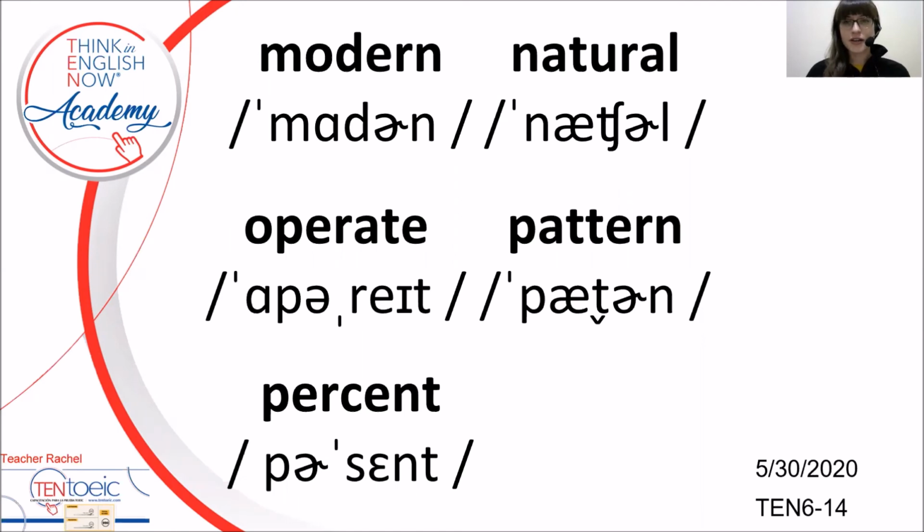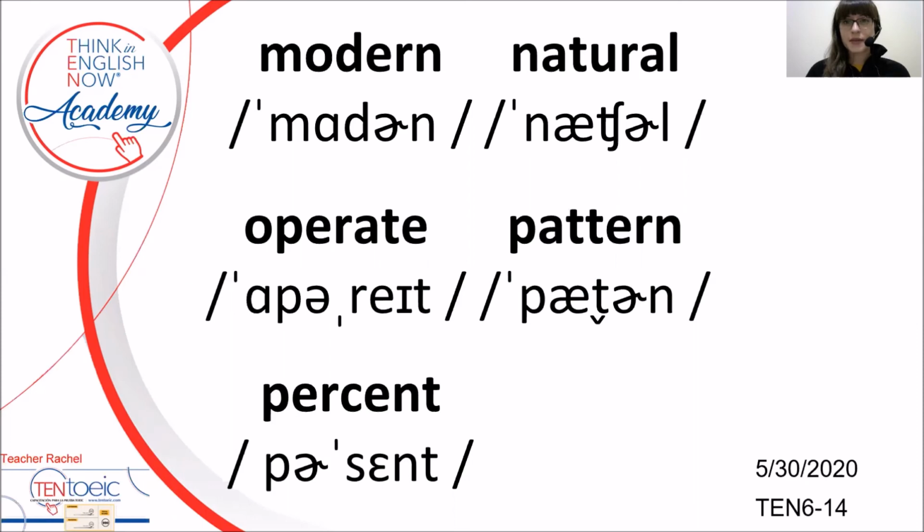Natural. Natural means that it's something that comes from nature. So it's an adjective. So for example, I like to use natural products for my skin. So things that come from nature. They're not made by man and they're not fake or chemicals.